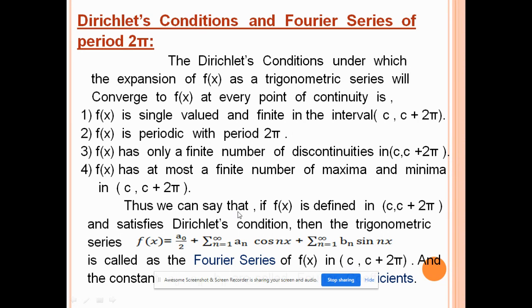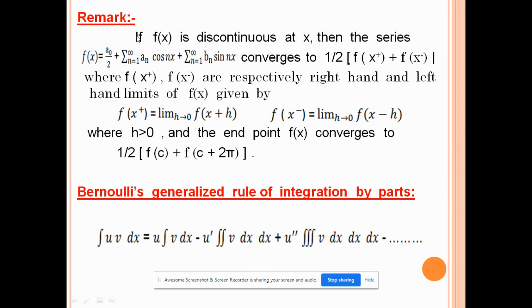Thus, we can say that if f of x is defined in c comma c plus 2 pi and satisfies all these conditions, that is Dirichlet's conditions, then the trigonometric series f of x is equal to a naught by 2 plus summation n running from 1 to infinity an cos nx plus summation n running from 1 to infinity bn sin nx is called the Fourier series of f of x in the interval c comma c plus 2 pi, and the constants are called Fourier coefficients.